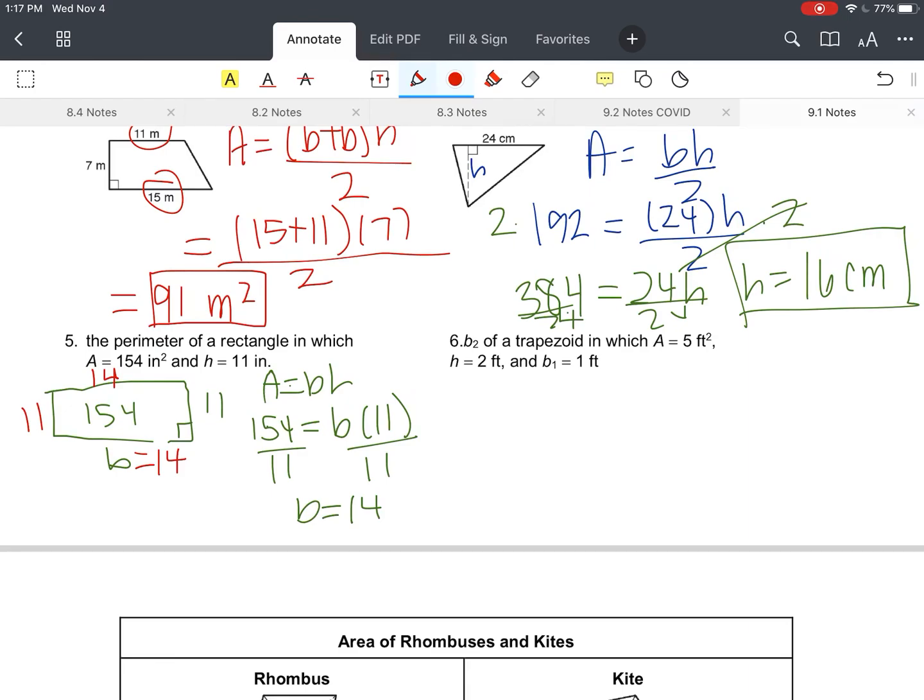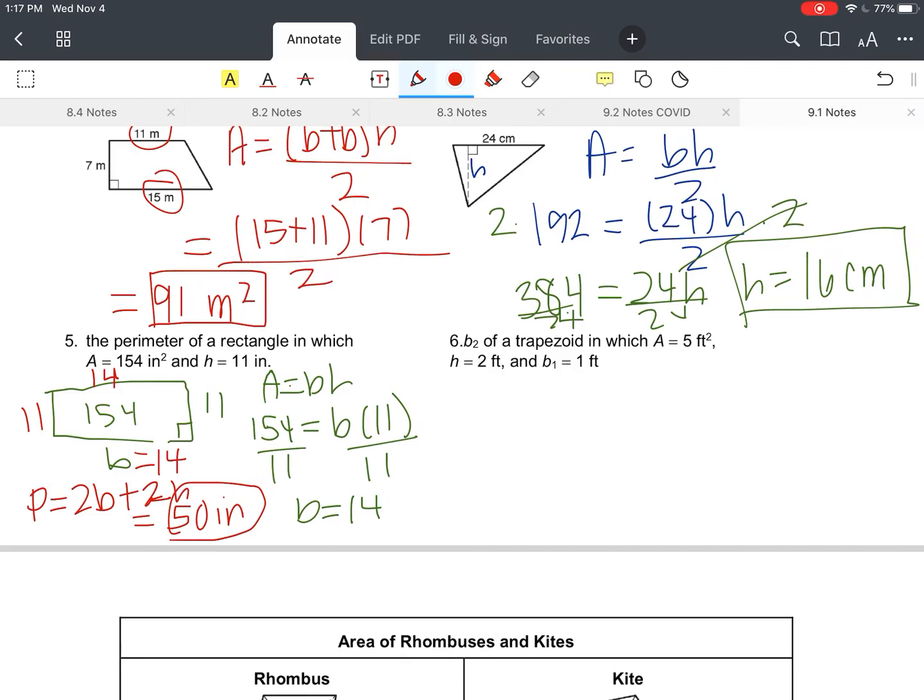Erase. B is 14. Well, that means that my top is 14 and my left would be 11. So the perimeter, you add up these four sides. Technically the formula is 2b plus 2h, but you can just figure out that I have to add up both 14s and both 11s. When you do that, you're going to get 50 inches.